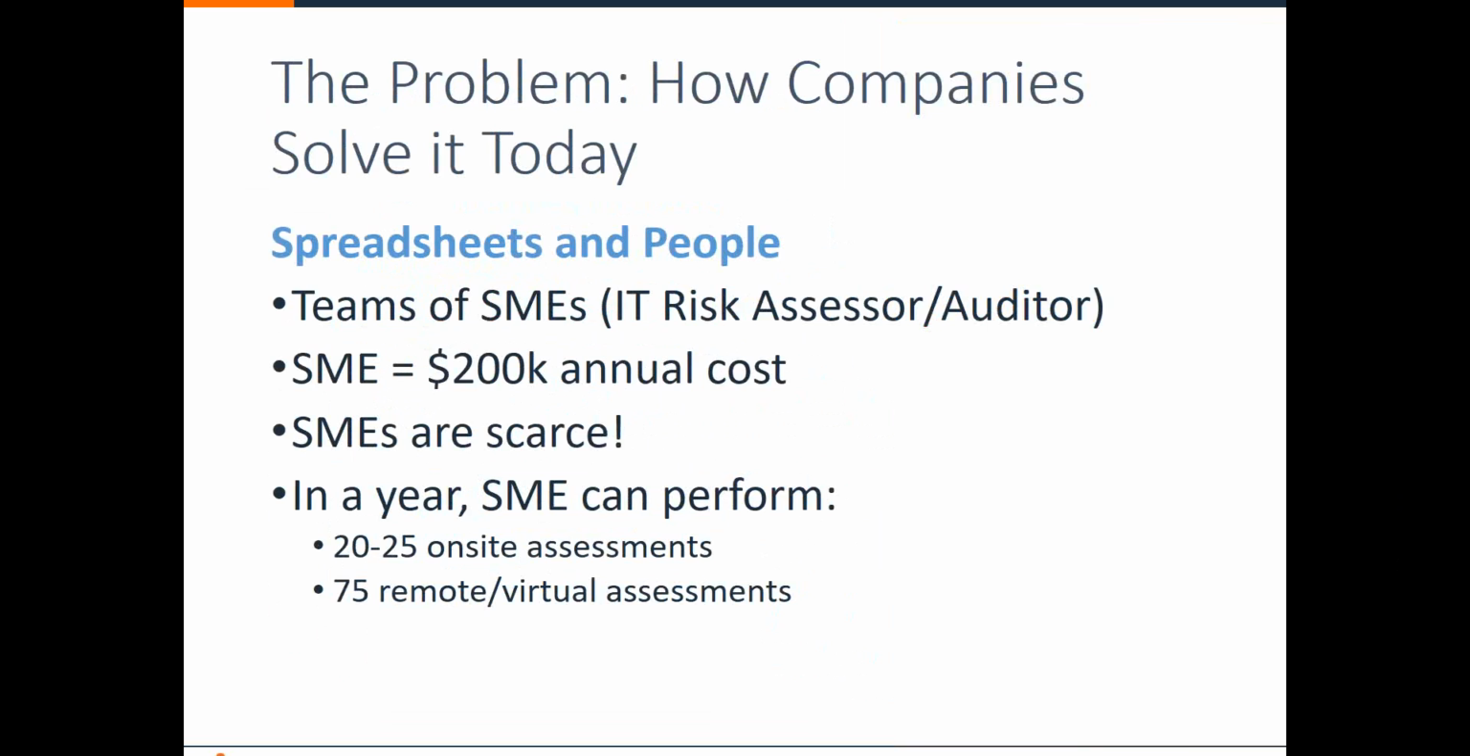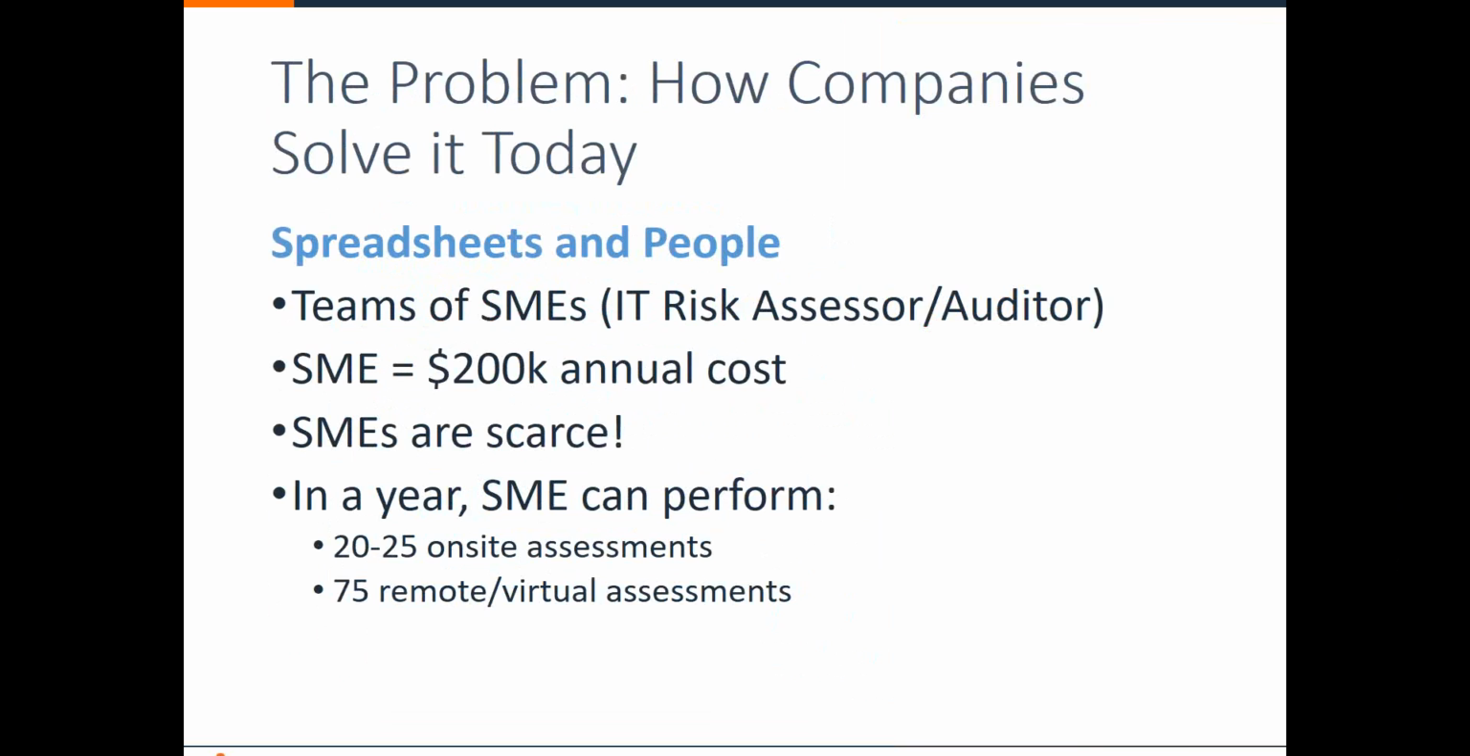And the secret is that everybody who we've talked to who is actually doing an effective job of assessing and managing third-party InfoSec risk, they're throwing spreadsheets and a lot of very smart and expensive and scarce people at it. So you've got teams of IT risk assessors or auditors, depending on the organization, the terminology might be different. A loaded cost for a typical experienced SME in this space is about $200,000 a year. They are hard to find. A lot of companies are hiring people right out of school, trained but not really having any real-world experience.